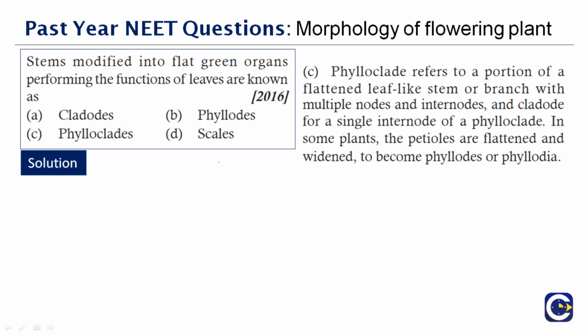Phylloclades. So what are phylloclades? I just want to give you that information, that's why I gave it here. A phylloclade refers to the portion of a flattened leaf-like stem or branch with multiple nodes and internodes, and a cladode for a single internode of a phylloclade. In some plants, the petioles are flattened and widened to become phyllodes or phyllodia. So stems modified into flat green organs performing the functions of the leaves are simply called phylloclades, which is option C. Okay. Next question here.